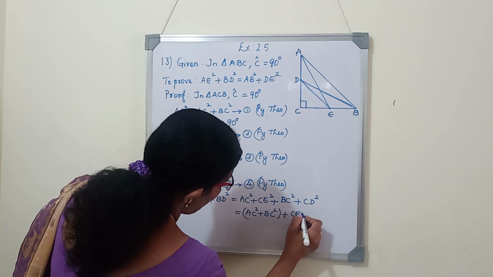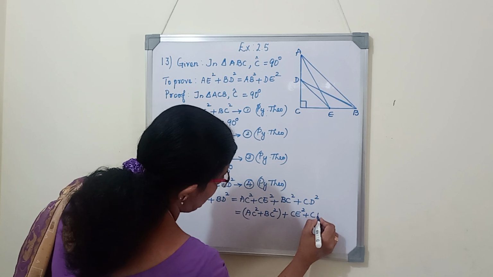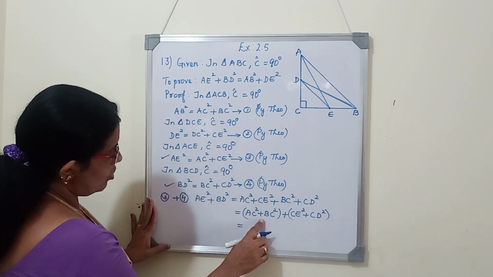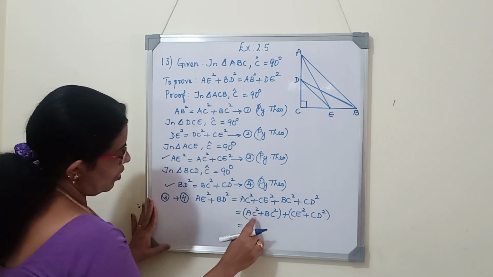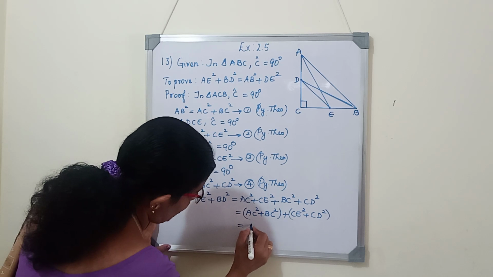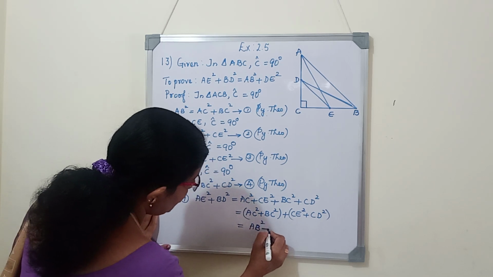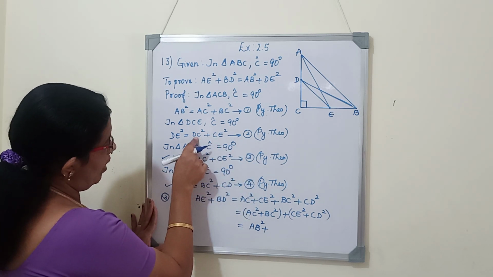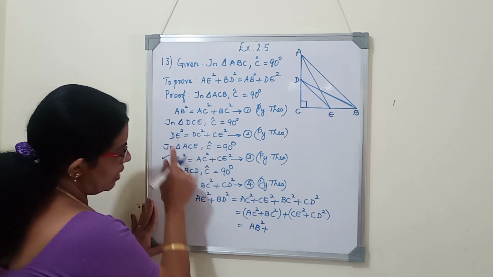Then CE square and CD square we will write together. Now look at the first equation. AC square plus BC square is AB square. So instead of AC square plus BC square we can write AB square, and in the second equation, instead of CE square and CD square, we can write D square.